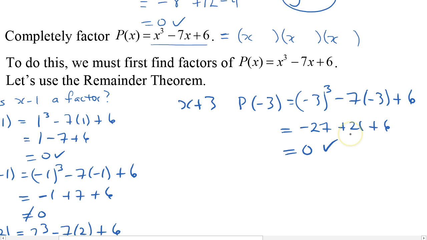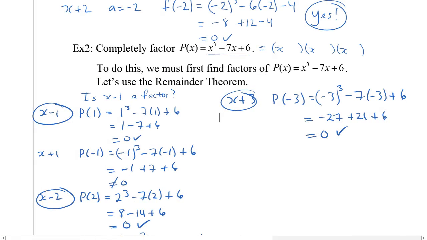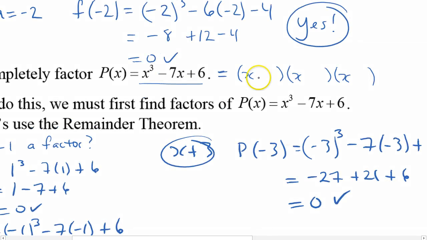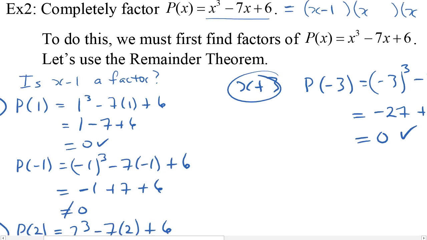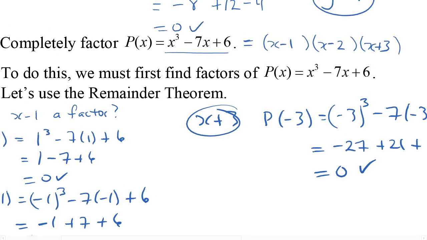So I have my three answers. I have x minus 1, x minus 2, and x plus 3. And so, hey, let's fill this in over here. I've got x minus 1, x, what was the other one? X minus 2, and x plus 3. And so there is my answer. That is pretty cool.